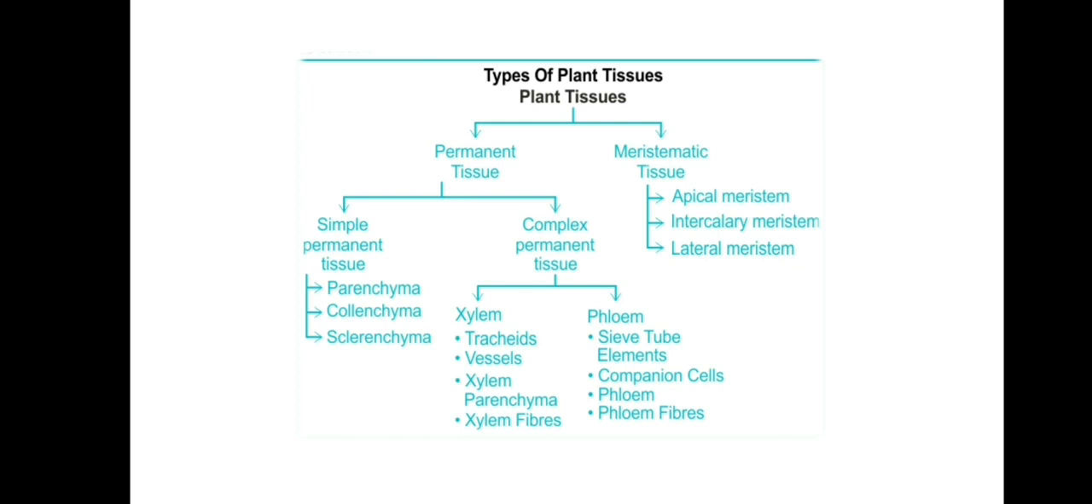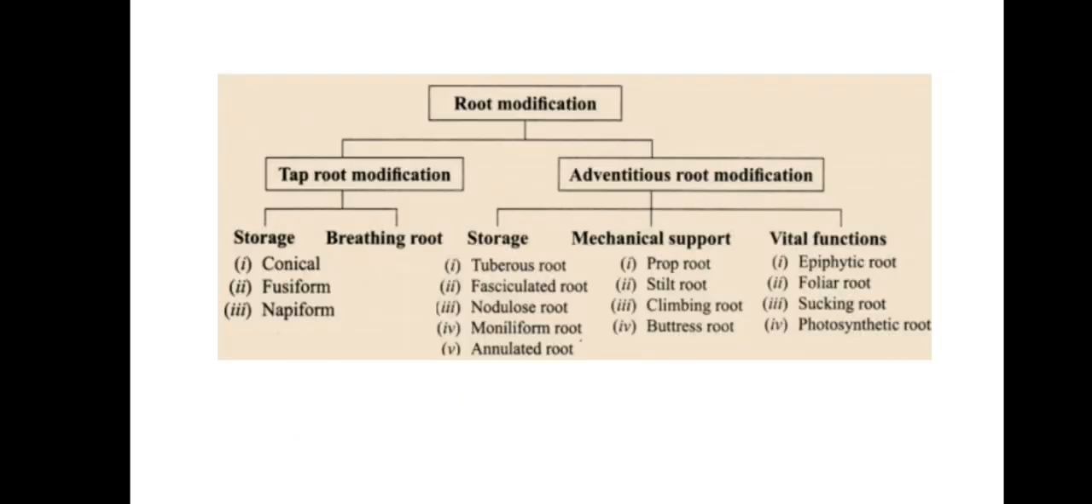Then after the first chapter, the second chapter is plant tissue. These are the different classes of plant tissues, like permanent tissue and meristematic tissue. Simple permanent tissues are parenchyma, collenchyma, sclerenchyma. Complex permanent tissues are xylem and phloem. Meristematic tissues have the capability to divide and redivide, but permanent tissues have lost their capacity to divide and redivide. So these are different types of tissue systems.